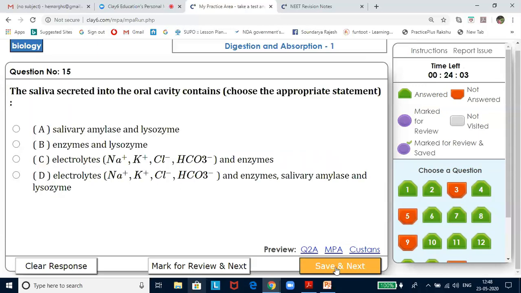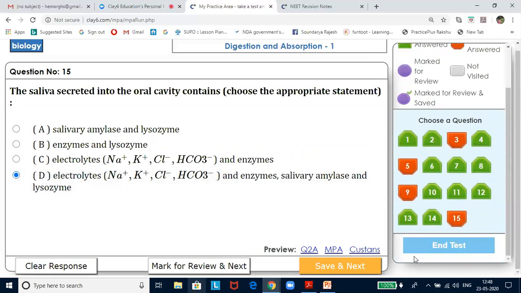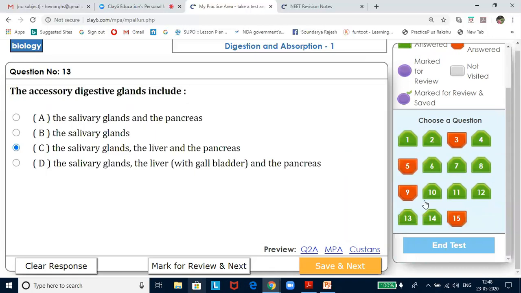Saliva secreted into the oral cavity contains enzymes, salivary amylase, and lysozymes. So let us look into 13th question. So it is salivary glands, the liver with gallbladder and the pancreas.